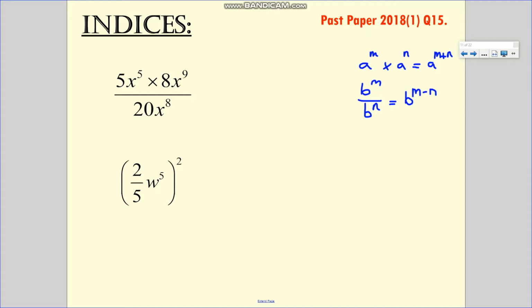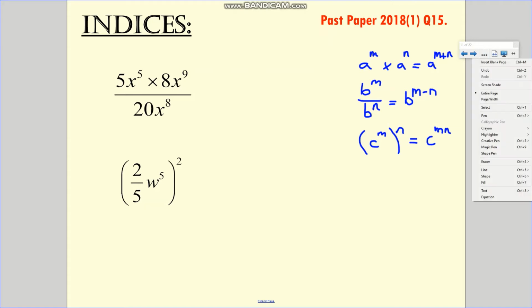Finally, the last thing that we need to remember is if we've got a different base to the power of m, then raised to the power of n, you are going to get the new power being the multiple of both of those two things, or the product of those two things, m multiplied by n. Okay, in each of these examples we have to apply one or more of these different rules.